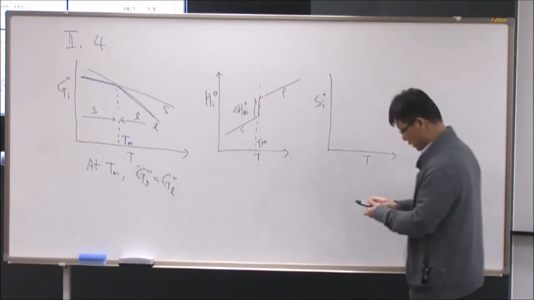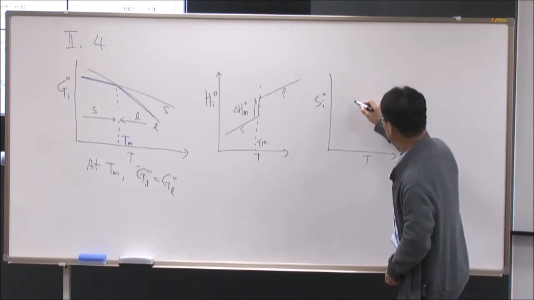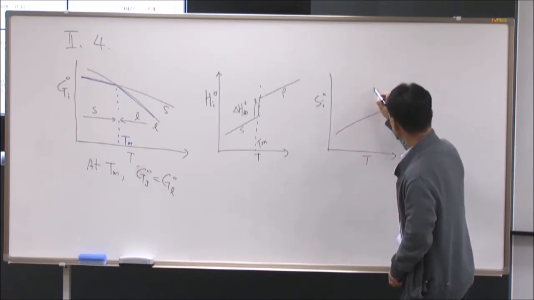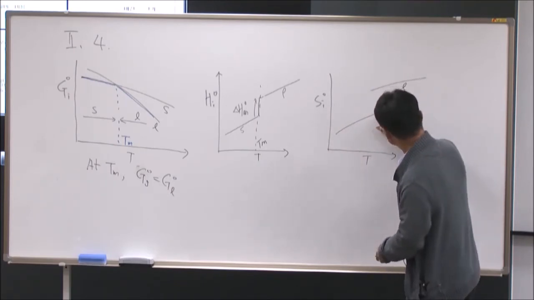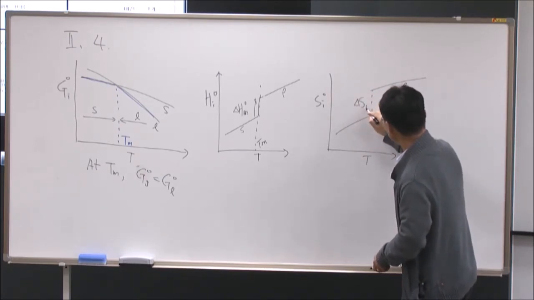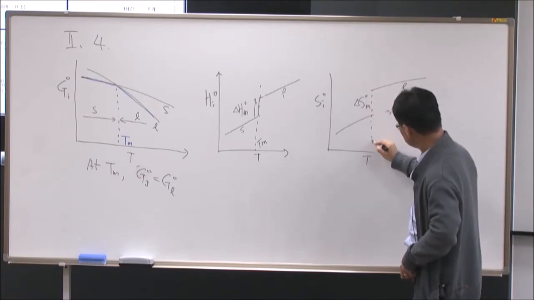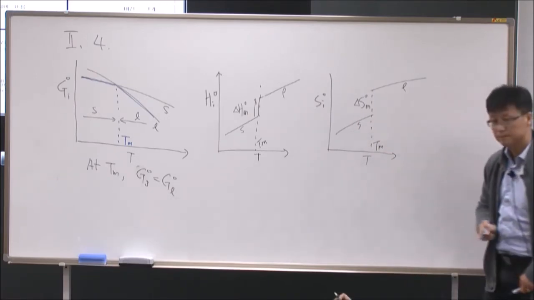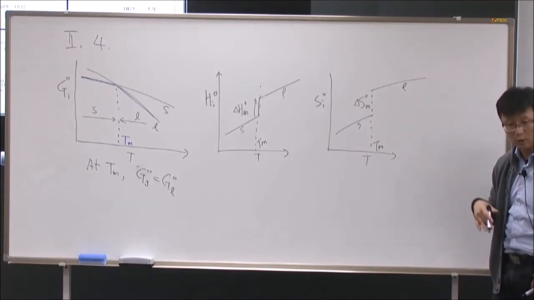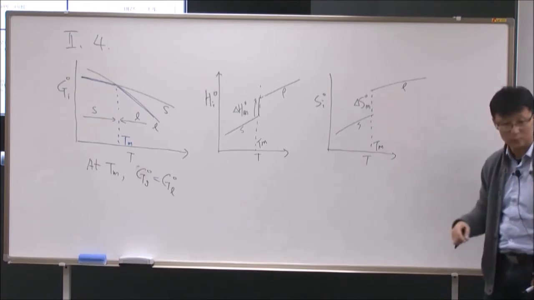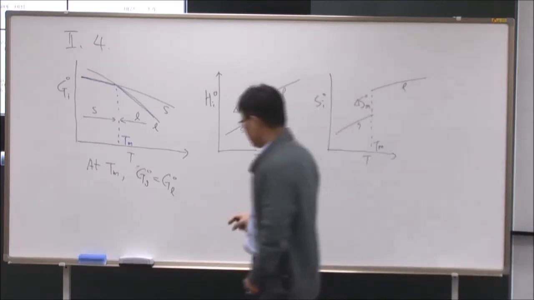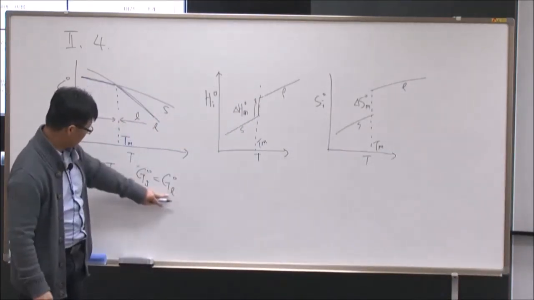And then in terms of entropy, we'll have solid entropy, and then we'll have liquid entropy. So at the transition here, we have delta S of melting. And the entropy of solid should be lower than the entropy of the liquid phase. So we have this kind of graph. Now, if I apply this, the solid Gibbs energy and liquid Gibbs energy are the same.